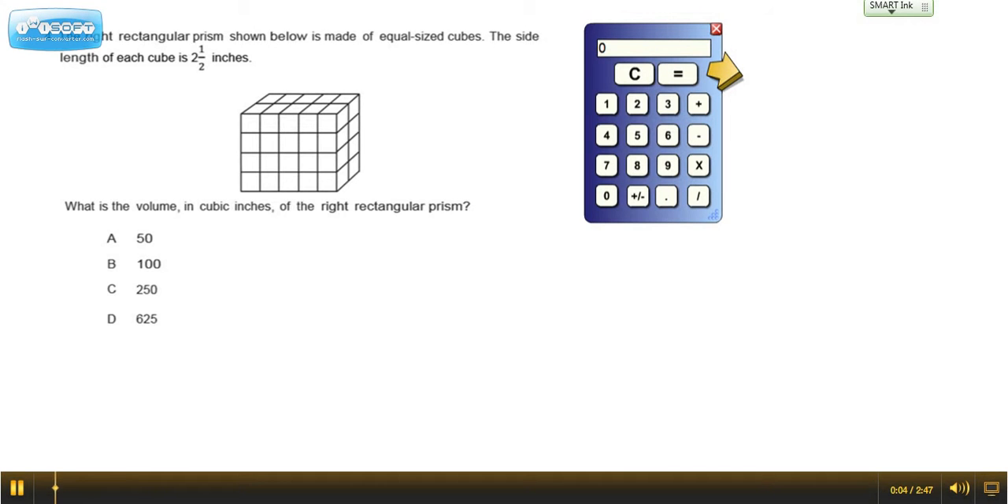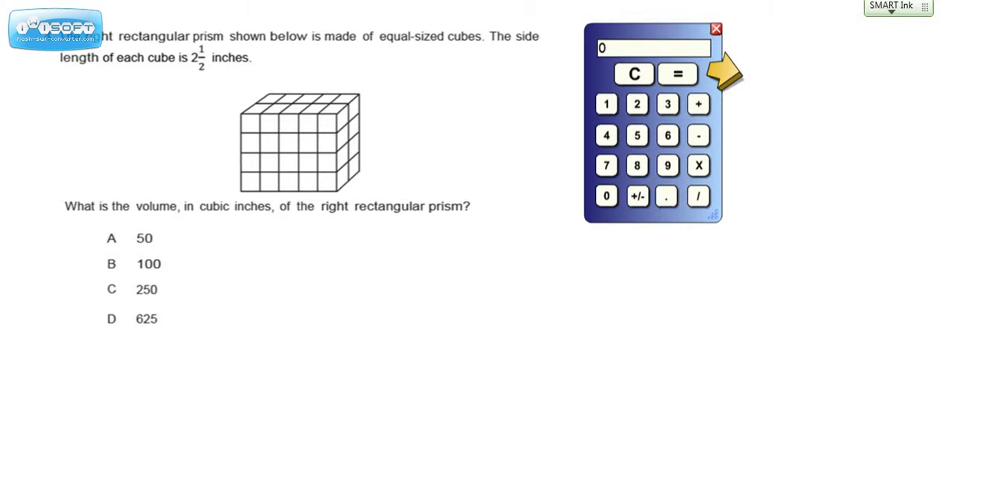We're going to take a look at question number 4 from the 2015 assignment number 5 packet. Number 4 reads, the right rectangular prism shown below is made of equal size cubes. The side length of each cube is 2.5 inches. What is the volume in cubic inches of the right rectangular prism?